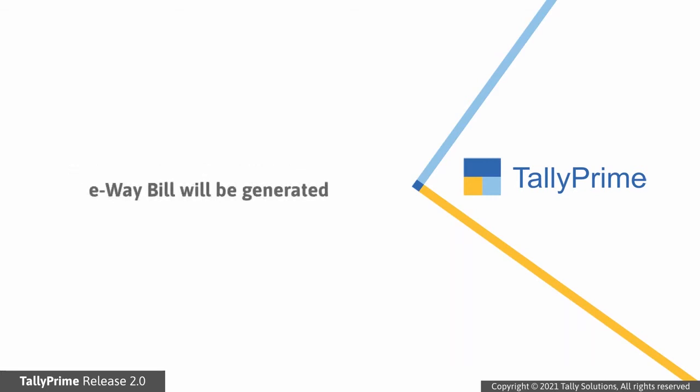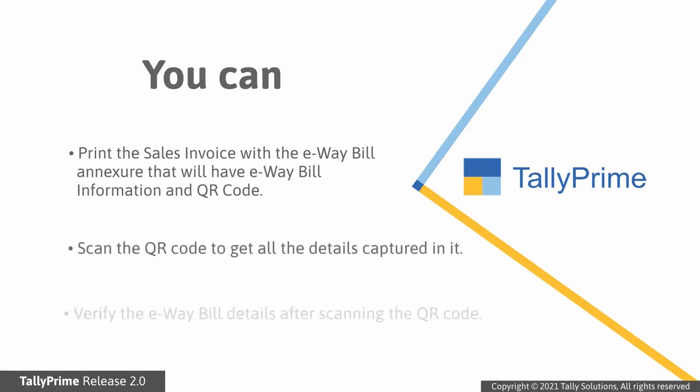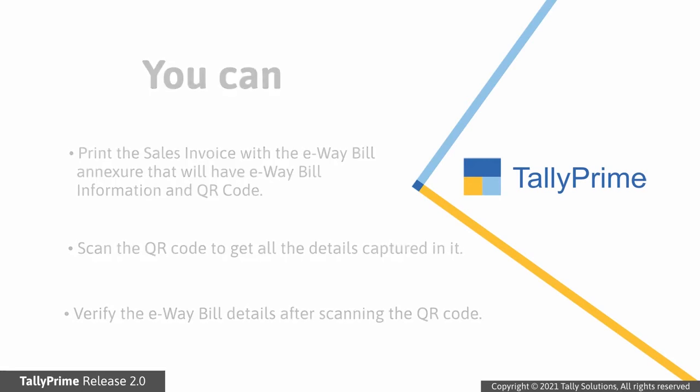Thereafter, e-way bill will be generated. You can then print the sales invoice with the e-way bill annexure, which will have all the e-way bill information and the QR code. The annexure will be similar to that of the e-way bill system. You can scan the QR code to get all the details captured in it and verify those details.